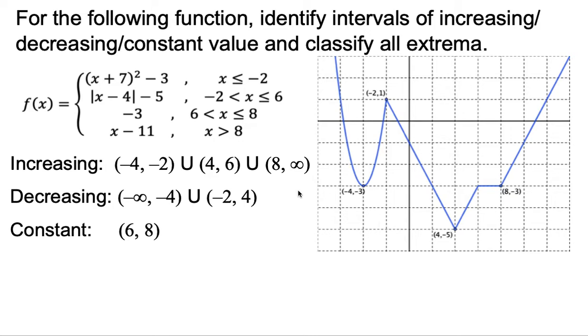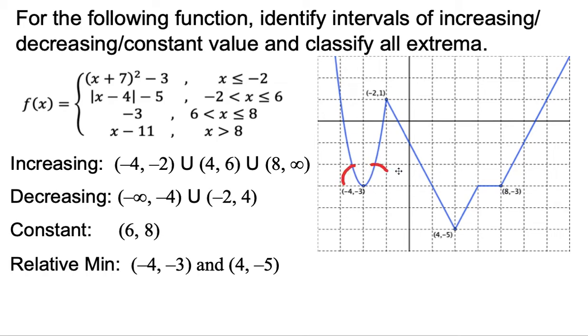Now let's think about the extrema. We can see that there are some extrema on this graph. Let's start with the local. The relative or local minimums occur at (-4, -3). We can see that there is an interval around that such that that is the lowest point relative to all the points around it. Similarly, we can say there's an interval around the point (4, -5). In that interval, relative to all the points around it, that is the lowest point. That is the minimum. And so our minimum value is -5 for that interval.